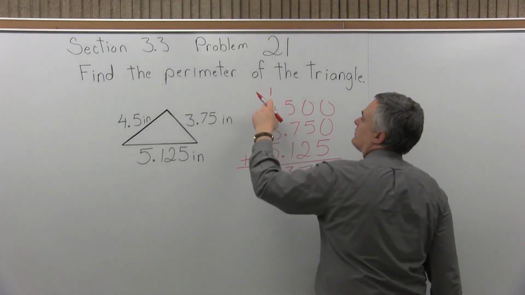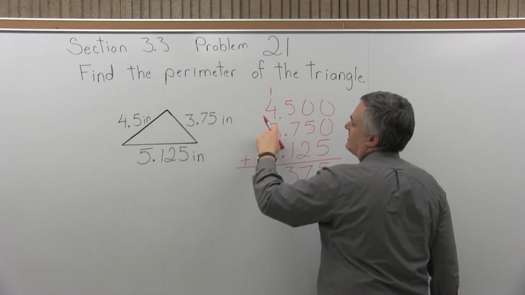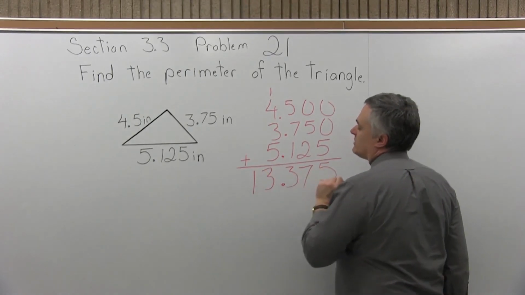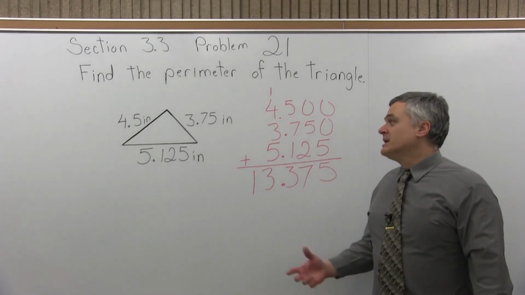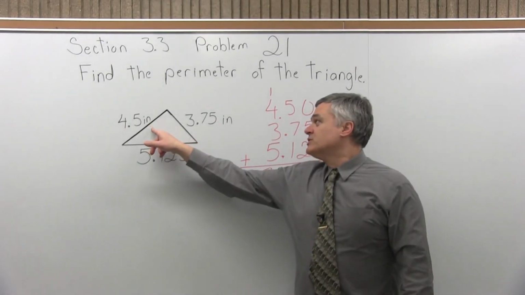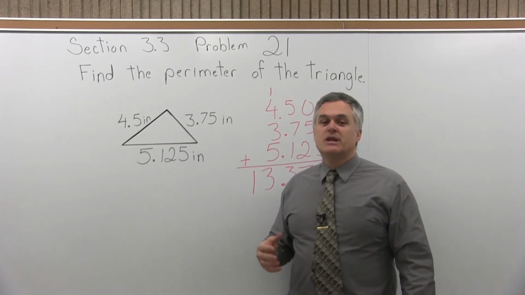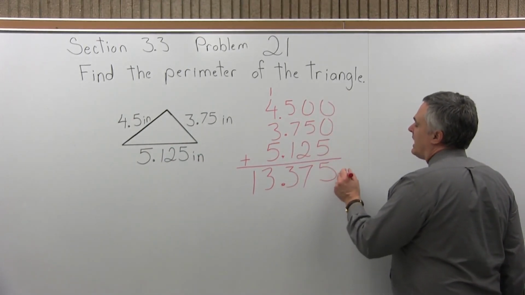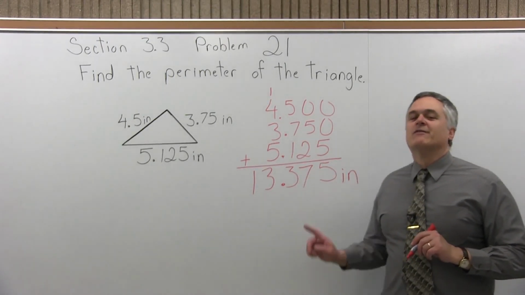And now 1 plus 4 is 5. 5 plus 3 is 8. 8 plus 5 more is 13. So I have an answer of 13.375, but because this is a problem that involves units of measure in the question, I really should put units of measure in my answer also. So instead of just 13.375, I really need to say that the answer is 13.375 inches.